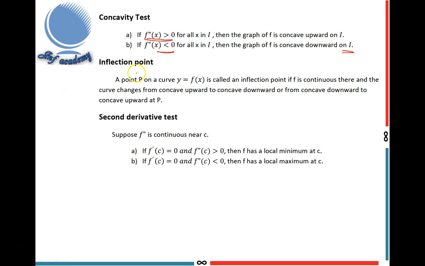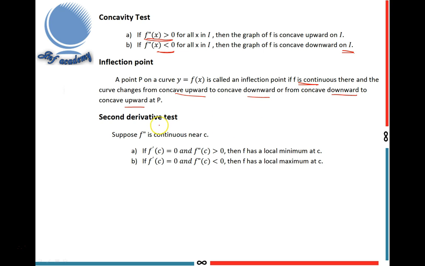Next, I explain what is an inflection point. A point P on a curve y equal to f of x is called an inflection point if f is continuous there and the curve changes from concave upward to concave downward or from concave downward to concave upward at P. Then the point is called the inflection point. And f must be continuous there. This is the definition of inflection point.